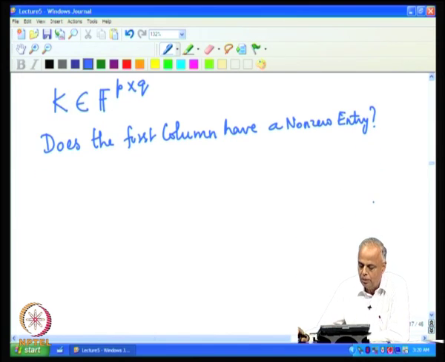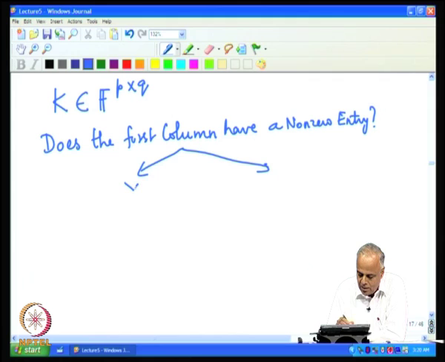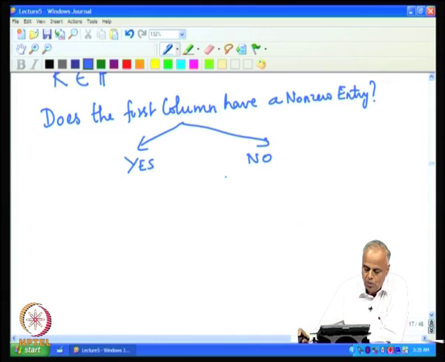We ask the question, does the first column have a non-zero entry? If we are given any matrix, we just focus on the first column and see whether everything is 0 or somewhere some entry is non-zero. So, obviously, we will get two types of answers possible for this, yes and no. Now, we shall describe what we shall be doing if the answer is yes, and what we shall be doing if the answer is no.